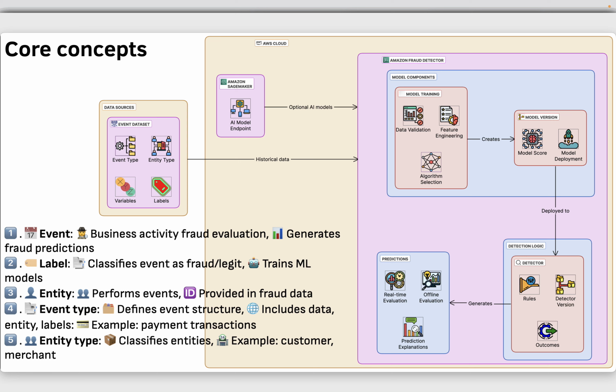Next one is event type, which defines the structure for an event sent to the Fraud Detector service. This includes the data sent as part of the event, the entity performing the event such as a customer, and the labels that classify the event. Example event types include online payment transactions, account registrations, and authentication. And fifth one is an entity type, which classifies the entity. Examples can include customer, merchant, or account.